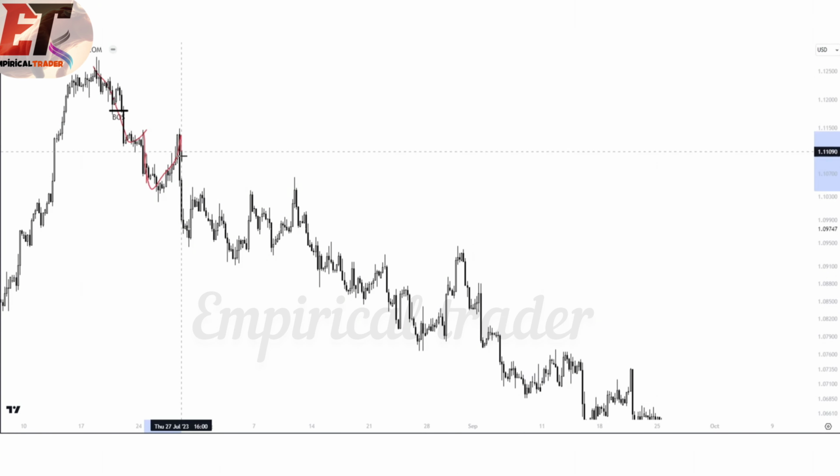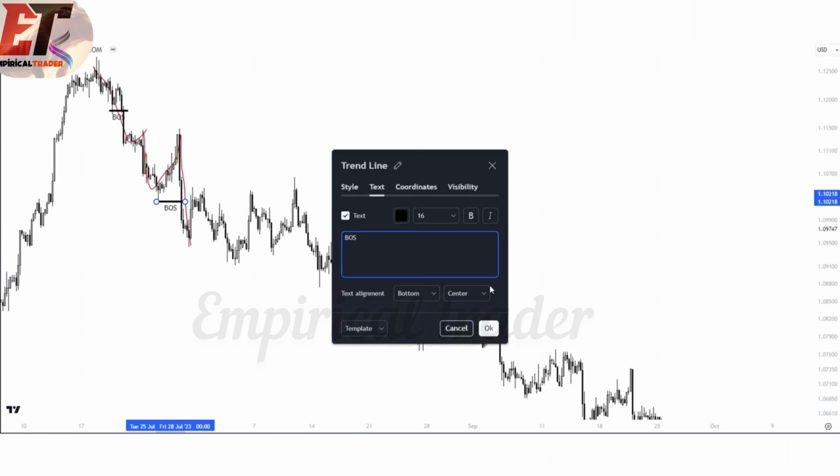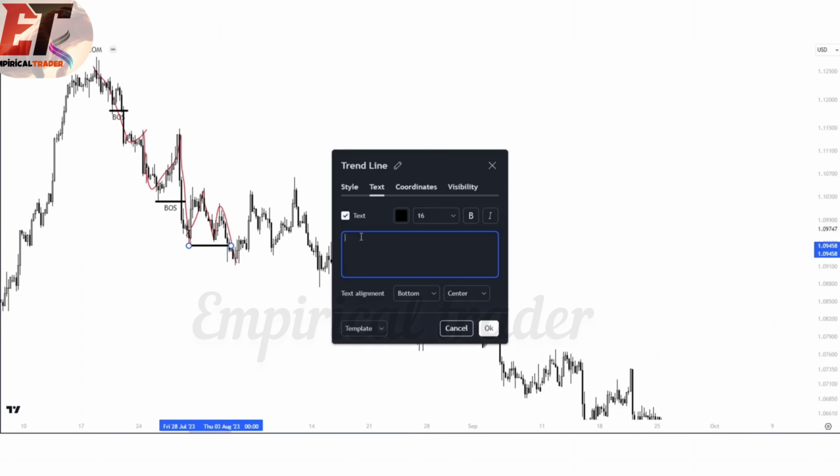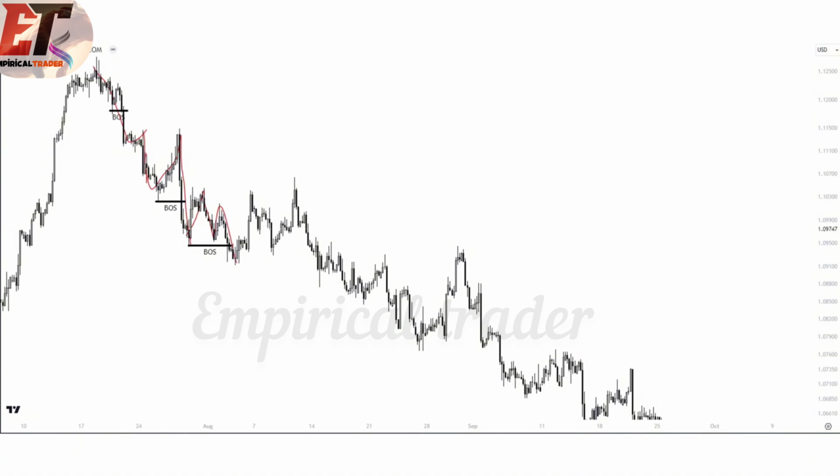After the break, we got a small pullback to the upside and a break of the lows. This break led to another bearish break of structure as a confirmation of downtrend continuation, and the same price action is met shortly after. Small pullback to the upside, break of the lows, bearish break of structure.